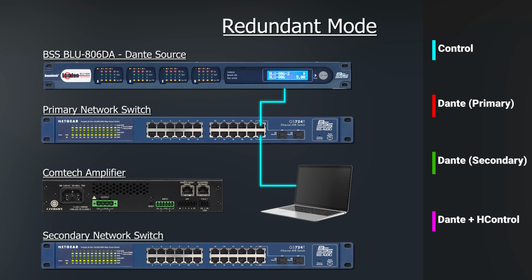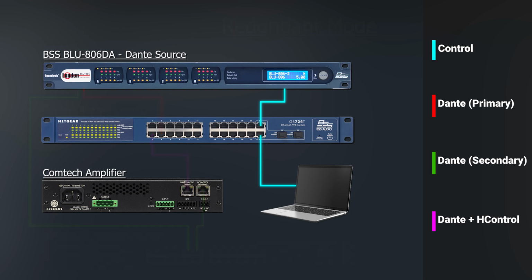Next is redundant mode. When using redundant mode, port A becomes the primary Dante connection and also carries the H control information. Port B will be the secondary Dante port. Remember that in redundant mode, no control information is provided on port B.